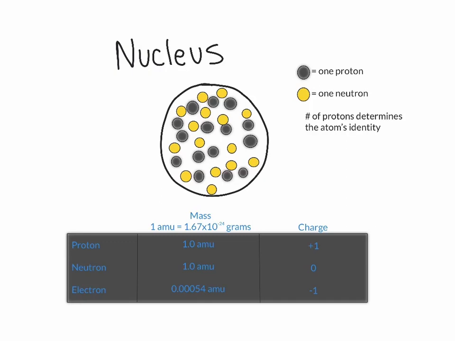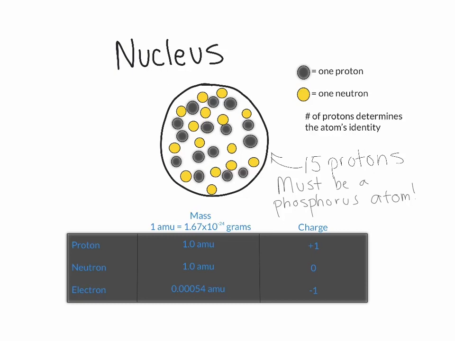That is to say, if you have an unknown atom, and you had 15 protons inside the nucleus of that atom, you have always and forever a phosphorus atom. It does not matter how many neutrons you have in that nucleus as well. If you have 15 protons, you'll always have a phosphorus atom.